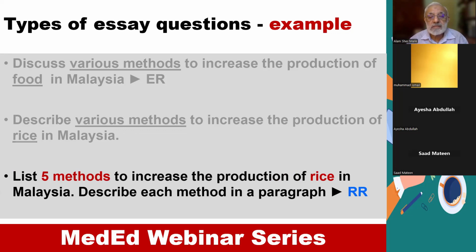Now this is highly structured and this is focused. The learning outcome is clearly stated. Students know exactly what they are supposed to do. Based on this, a model answer can be written and the question can be marked objectively. So this is how we have moved from extended response to restricted response questions.